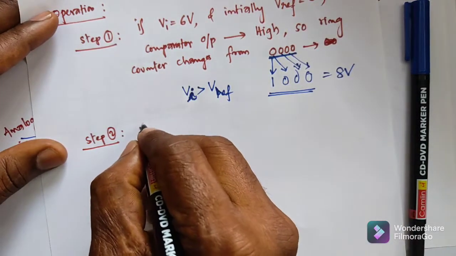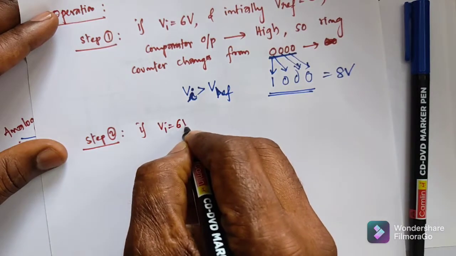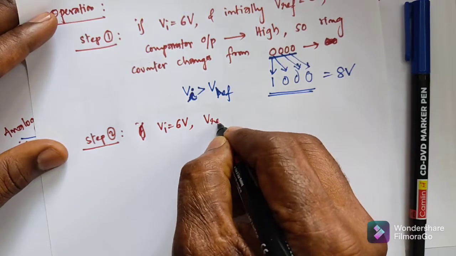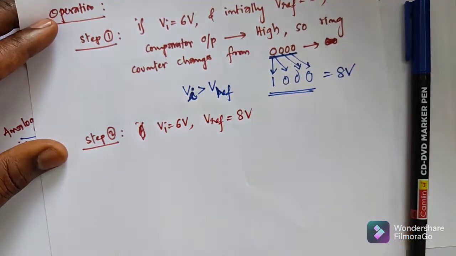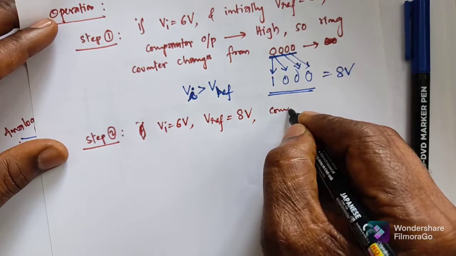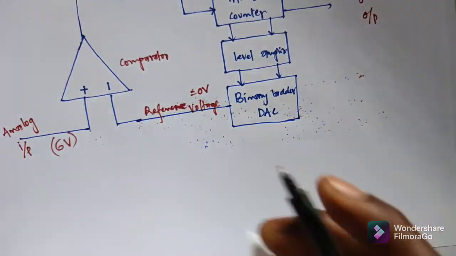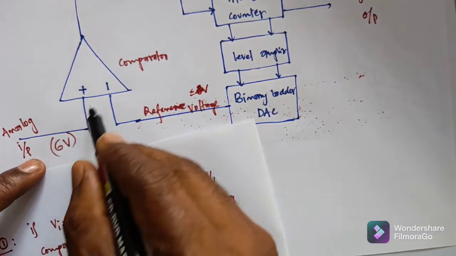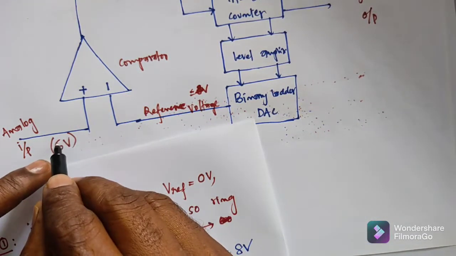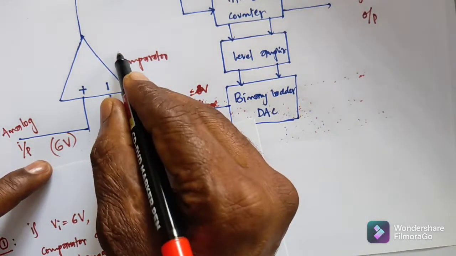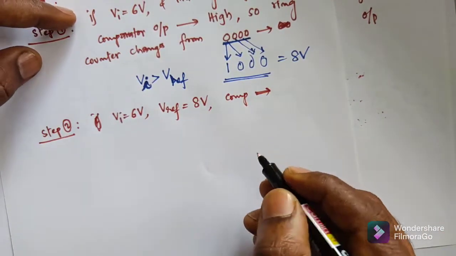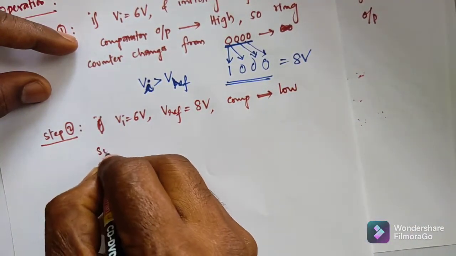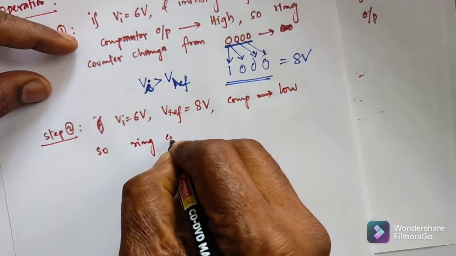Same as before, the VA value is as usual 6 volts, and the V reference value is 8 volts. Then what about the comparator output? Initially you get the value 8, and this 8 is compared with 6. So here the input voltage is less than the reference voltage. The comparator output will be low. Comparator low.